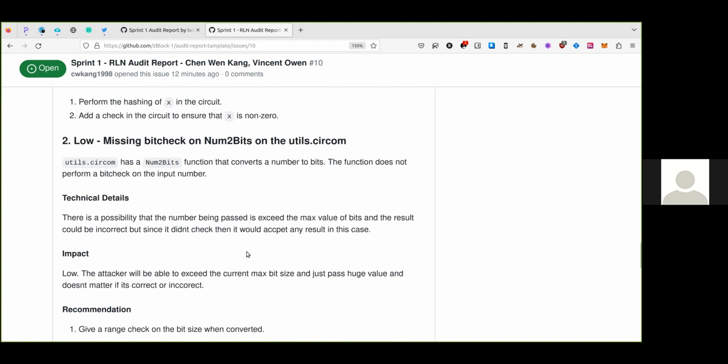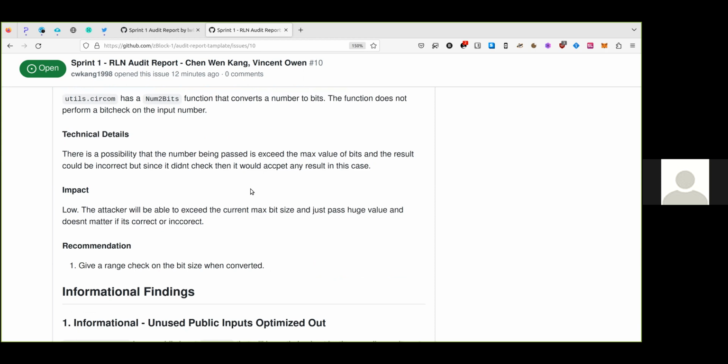Yeah, so currently for number 2, in utils.circom, there is a missing bit check, but I might also be wrong, because I was reading through the ZK bug tracker and there was a missing bit length check, this range check, and I think it's quite similar to the one in the ZK bug tracker. So I'm including this as a low finding. My recommendation is giving a range check to it, probably on the bit sizes.